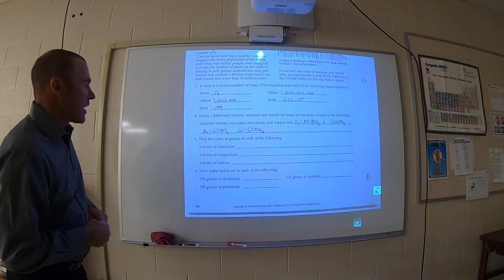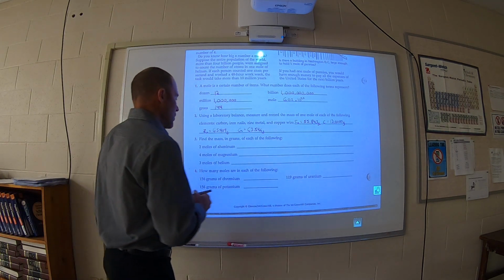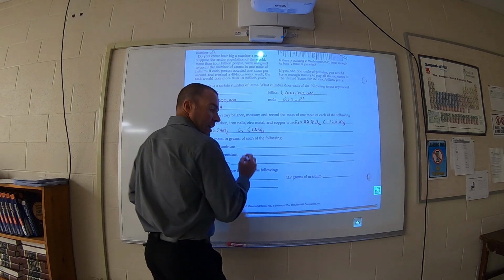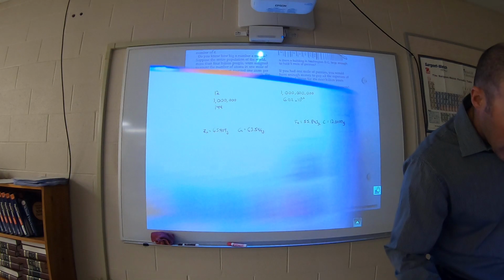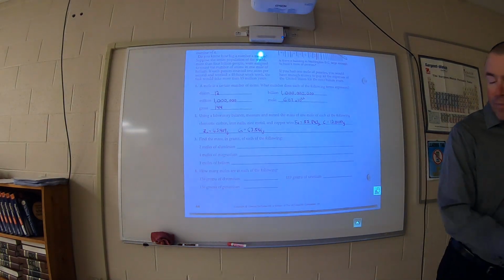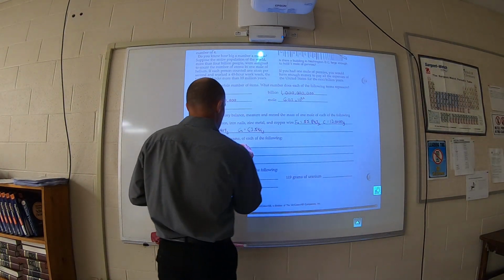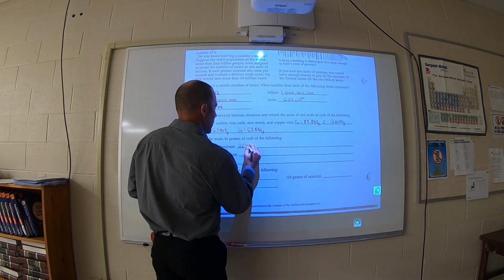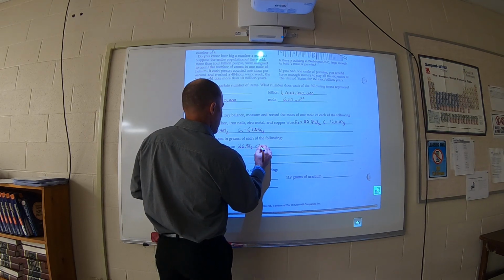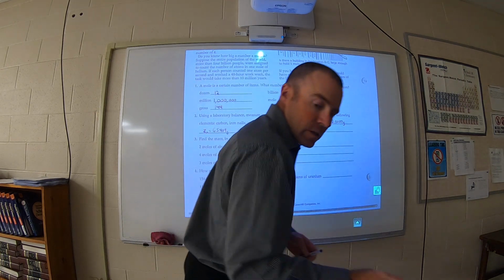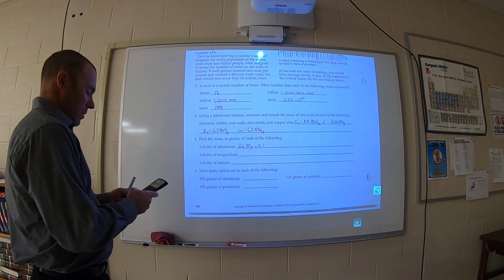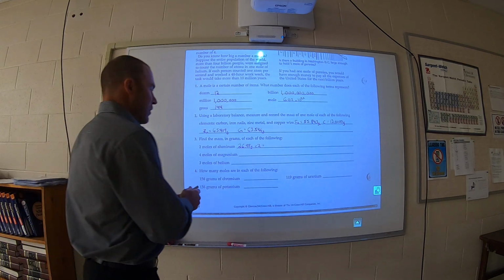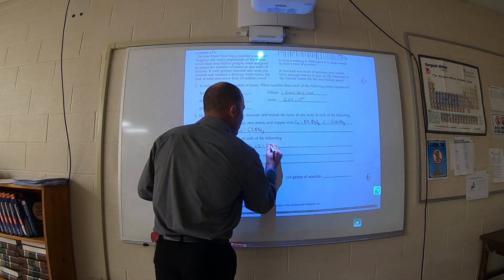Then on number 3, it says find the mass in grams of each of the following: 2 moles of aluminum. So we're going to take the atomic mass of aluminum, which is 26.98, times 2. And you get 53.96 grams.